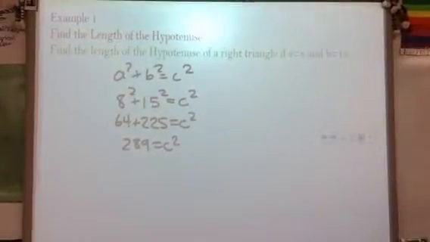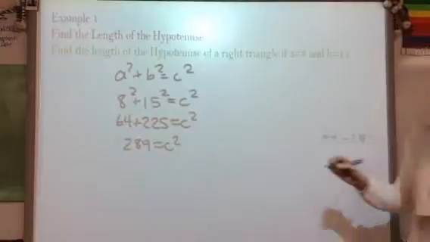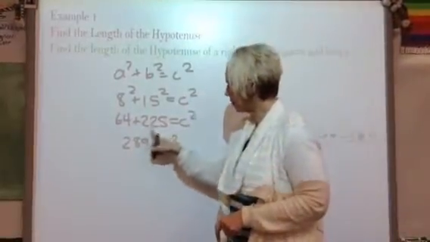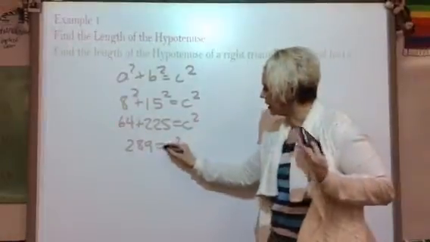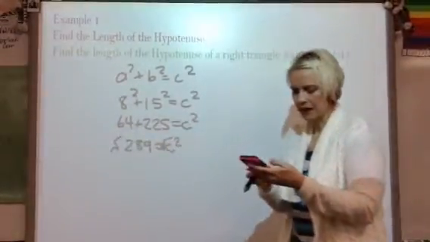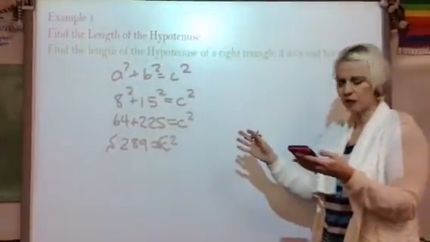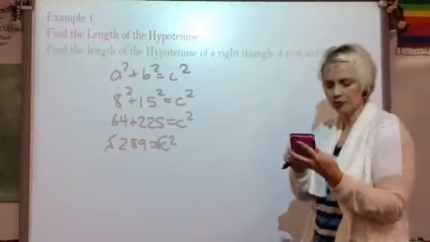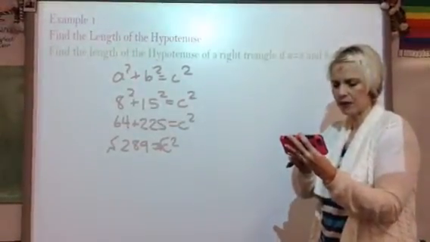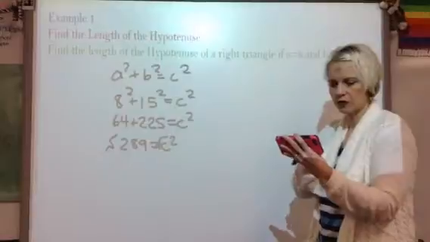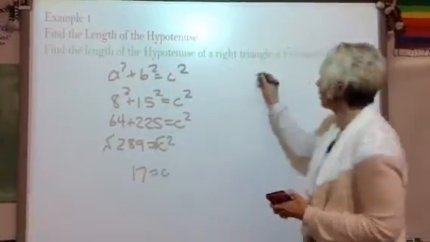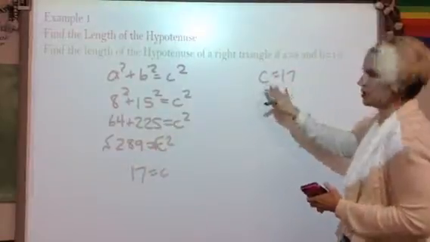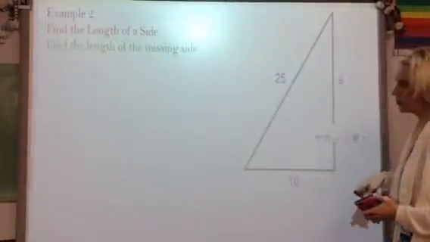Then you take the square root of each side. When you have c squared, you have to take the square root to find out what c is. If it doesn't work out as a perfect square, then we're going to round it to 2 decimal places, and we'll do that on every problem. So the square root of 289 works out to be 17. My longest side is 17, so I can just say c equals 17.